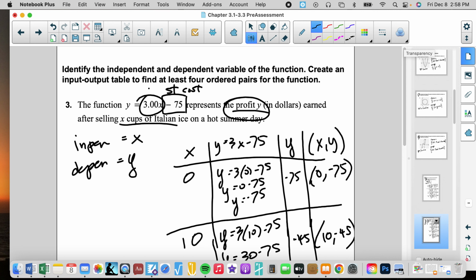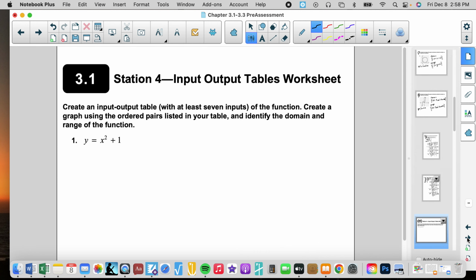And then each cup I sell, I'm charging $3 per cup. So this term would tell me how much money I'm making for my cups. And then Y is my profit, or the difference between my revenue minus my initial costs. That's a good one for all you entrepreneurs.